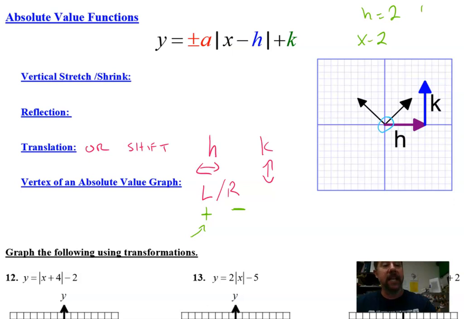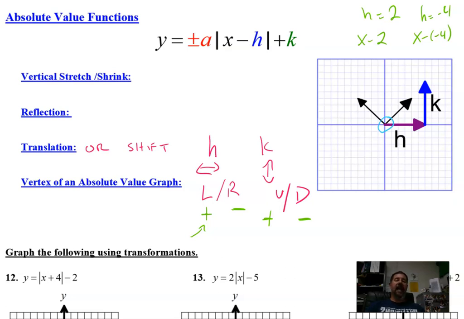And if h was a negative number, like negative 4, then this would become x minus a negative 4, and minus a negative really becomes a plus. So if it's x plus, it's going to shift to the left. If it's x minus, it's a shift to the right. The k is exactly like you think. If the k is positive, you're going to shift your graph up. And if the k is negative, you're going to shift the graph down. Okay? So that's how we shift or translate our graph. It's all based on that hk.